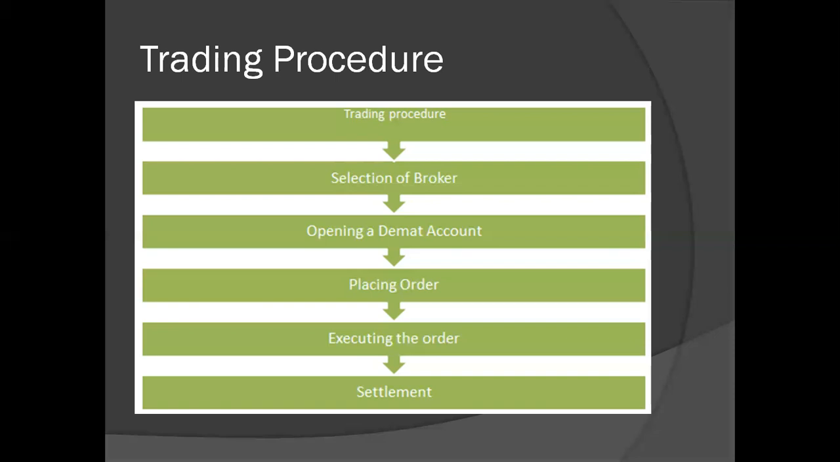A day order remains valid only for the day when it is placed. If the order is not executed on that day, it automatically lapses. A week order refers to an order which is valid for a week. A month order refers to an order which is valid for a month. There is one more term here, open order. It remains valid in effect until it is executed or cancelled by the investor.